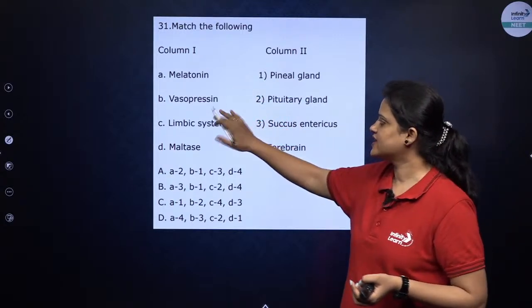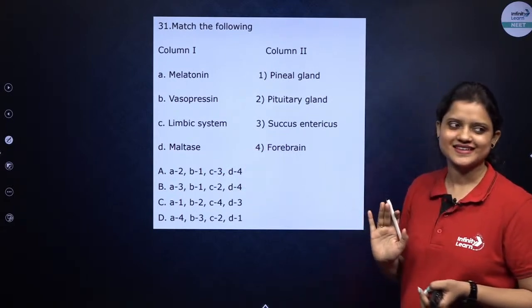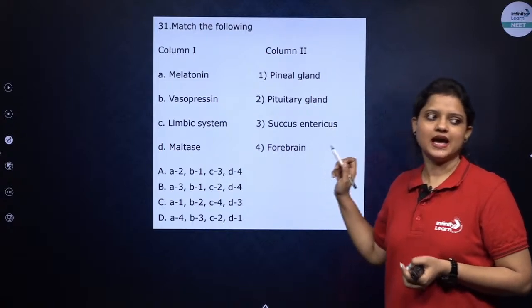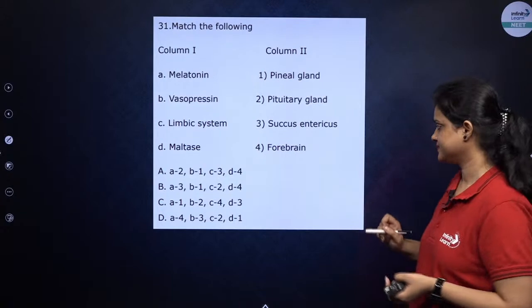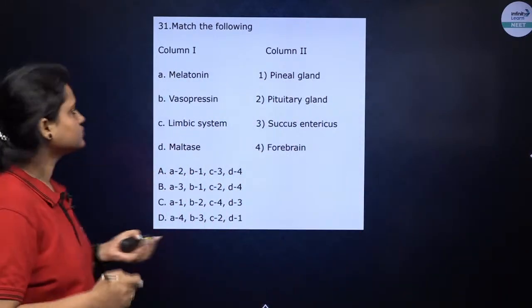Melatonin, vasopressin, limbic system, maltase. Column 2: pineal gland, pituitary gland, succus entericus and forebrain. Let's match it. First you can try, then I will tell you.